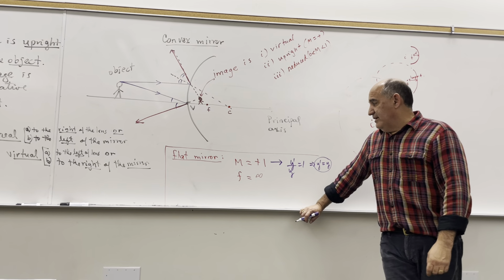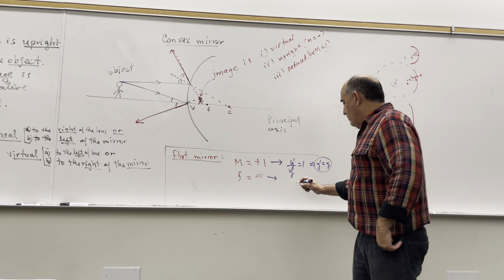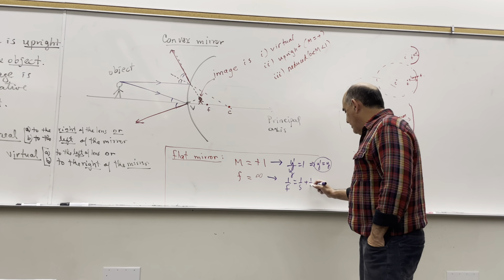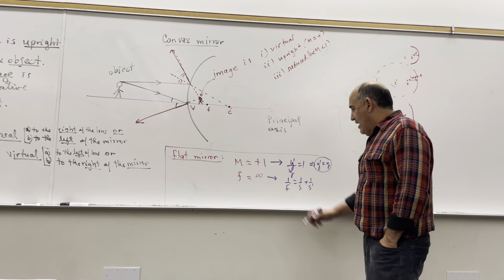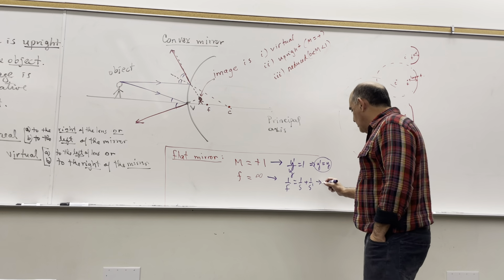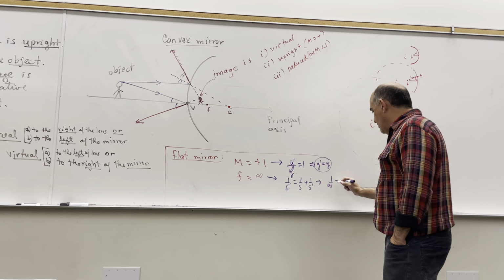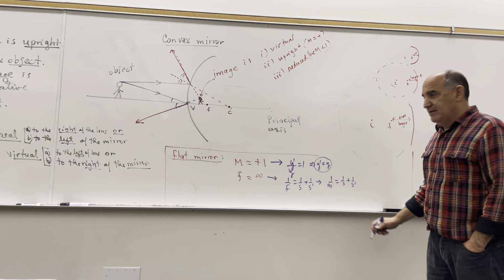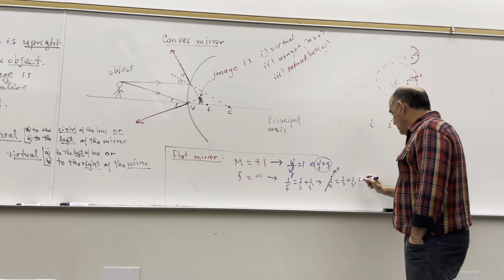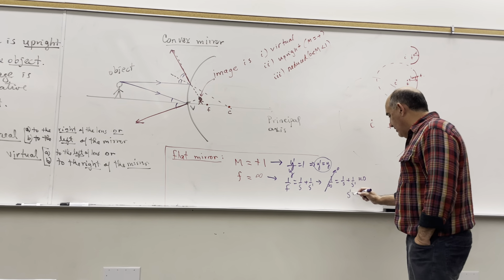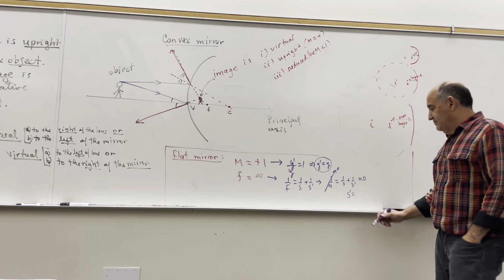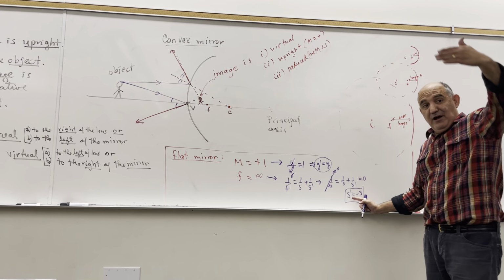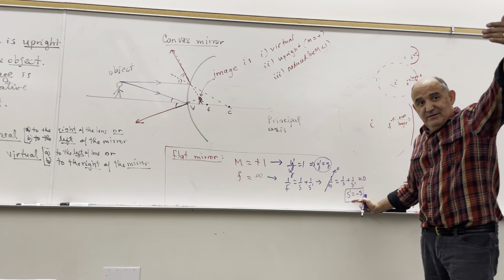The other thing is, what about this one? If I apply 1 over f equals 1 over s plus 1 over s prime, and I make f equal to infinity, this becomes 1 over infinity equals 1 over s plus 1 over s prime. But what is 1 over infinity? 0. And if I solve for s prime over here, what do I get? Negative s.